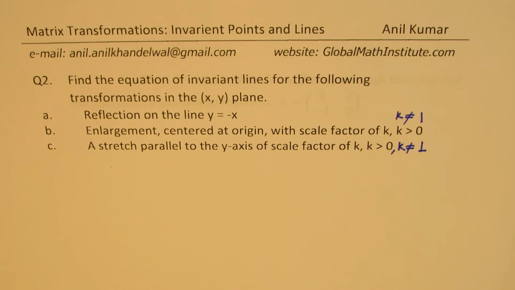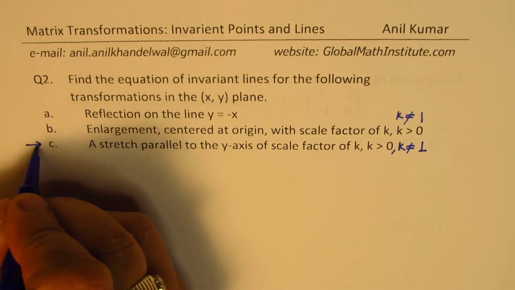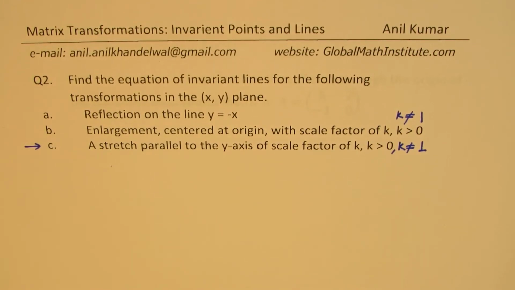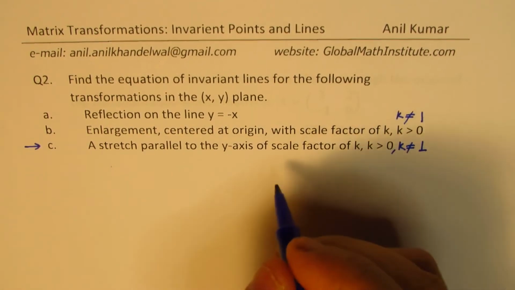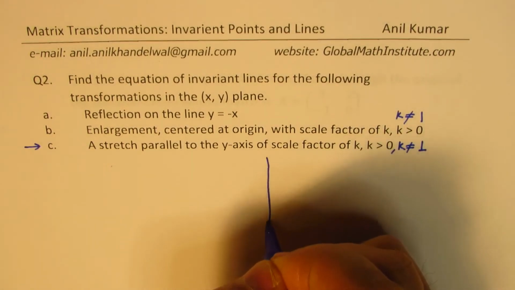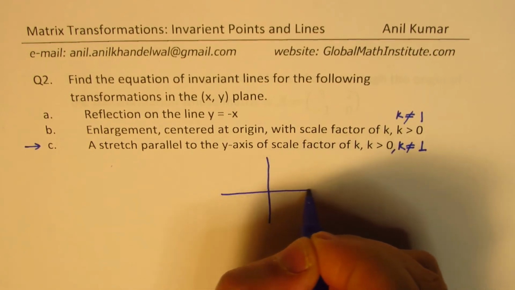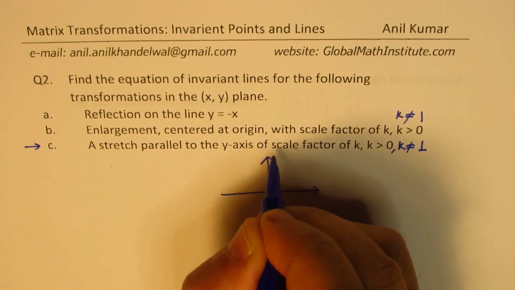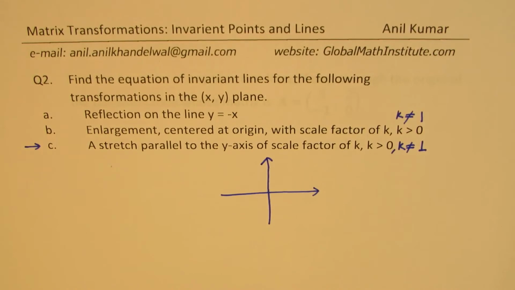Here is the solution to part C of question number 2. Find the equation of invariant lines for the following transformations in the xy plane. Part C is a stretch parallel to the y-axis of scale factor k, where k is greater than 0 and not equal to 1. If it is 1, then there is no stretch at all, right? So let's consider this to get the transformation matrix.